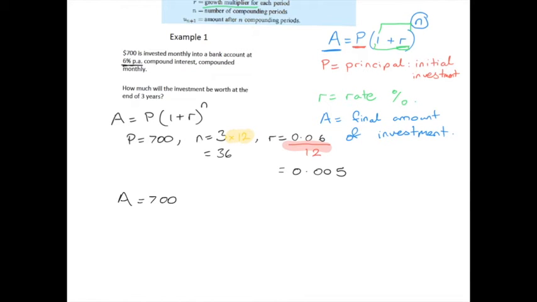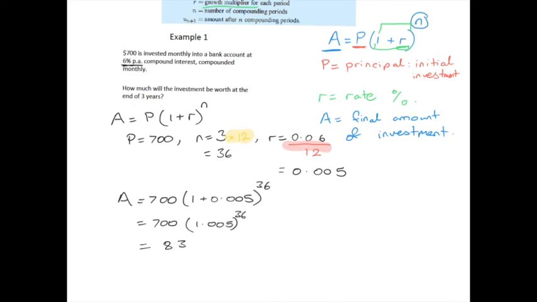700 times 1.005 to the power of 36. Beautiful. Now, girls, I prefer to do this. Just have a look. I added the 1 and the 0.005, and technically you don't even need brackets because now it's just one number. Okay, could someone please put all that in the calculator?